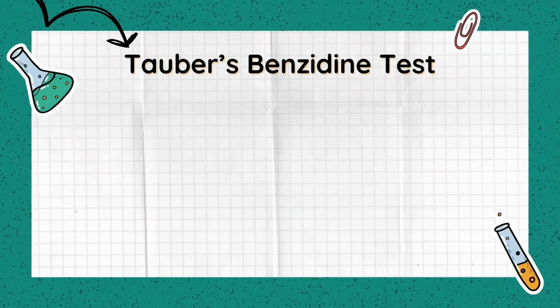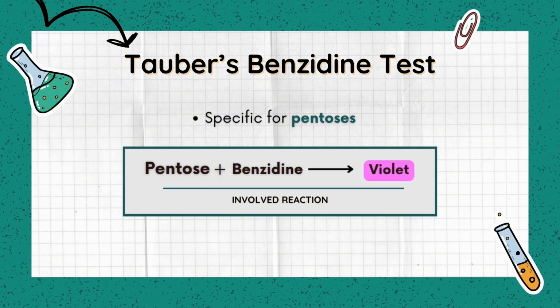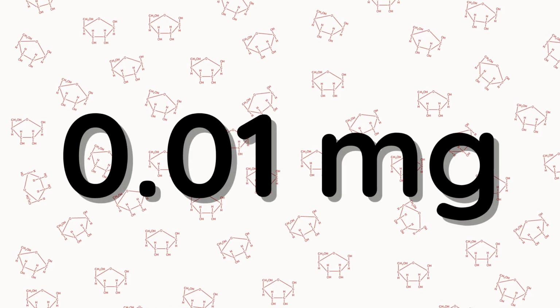On one hand, we have the Tollens' benzidine test, which, as the name suggests, uses a benzidine solution to react with the pentoses to produce a violet-colored solution. This is actually a very sensitive test and can detect up to even just 0.01 milligram of pentose either in its free or combined form.